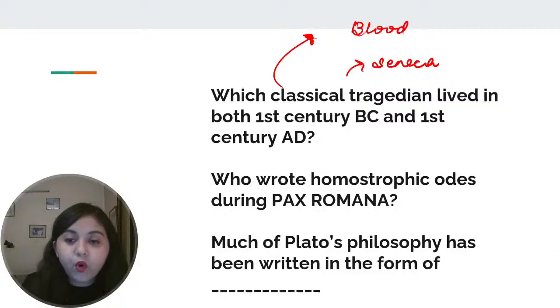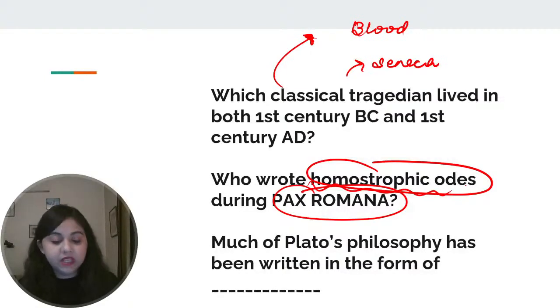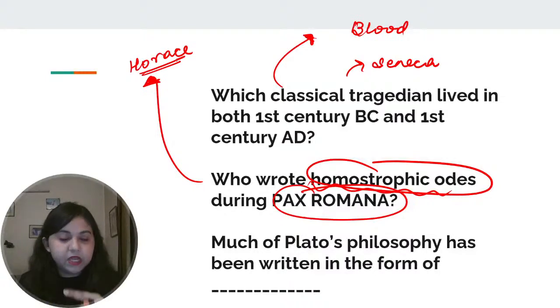Right? Who wrote homostrophic odes during Pax Romana? Homostrophic odes, please remember this, because many a times I think people get it wrong, but it's actually Horace. Horace was writing homostrophic odes. Horace was the writer of Ars Poetica. We will be covering this topic next week also when we look at literary criticism, the remaining parts, okay? So Horace is actually known for writing homostrophic odes.